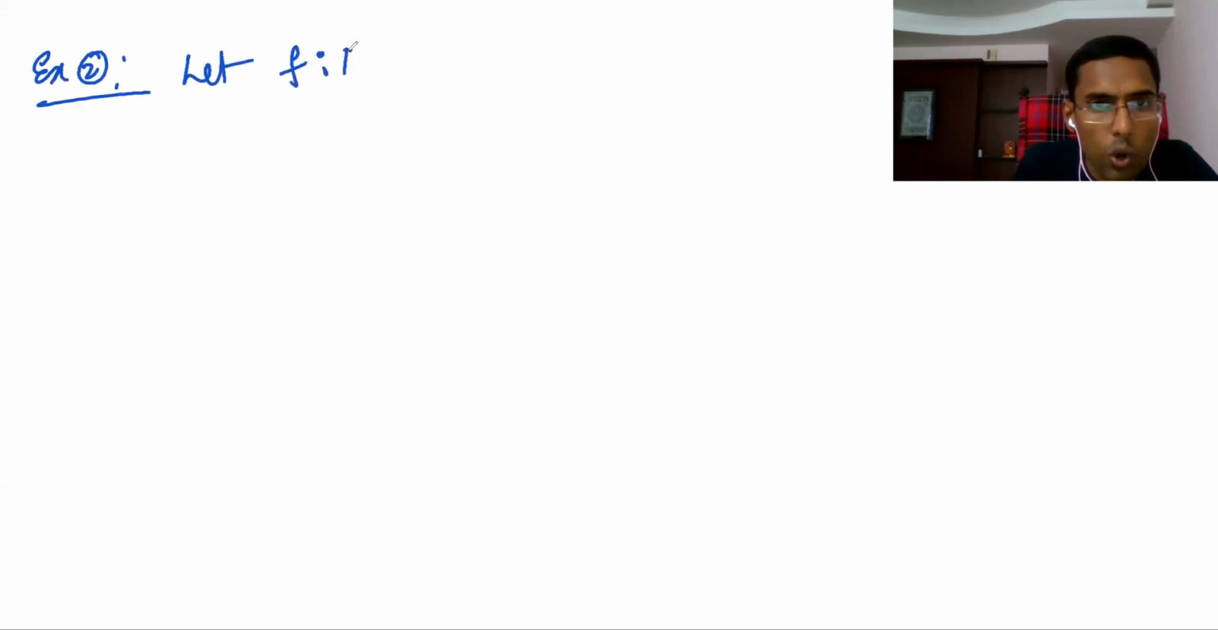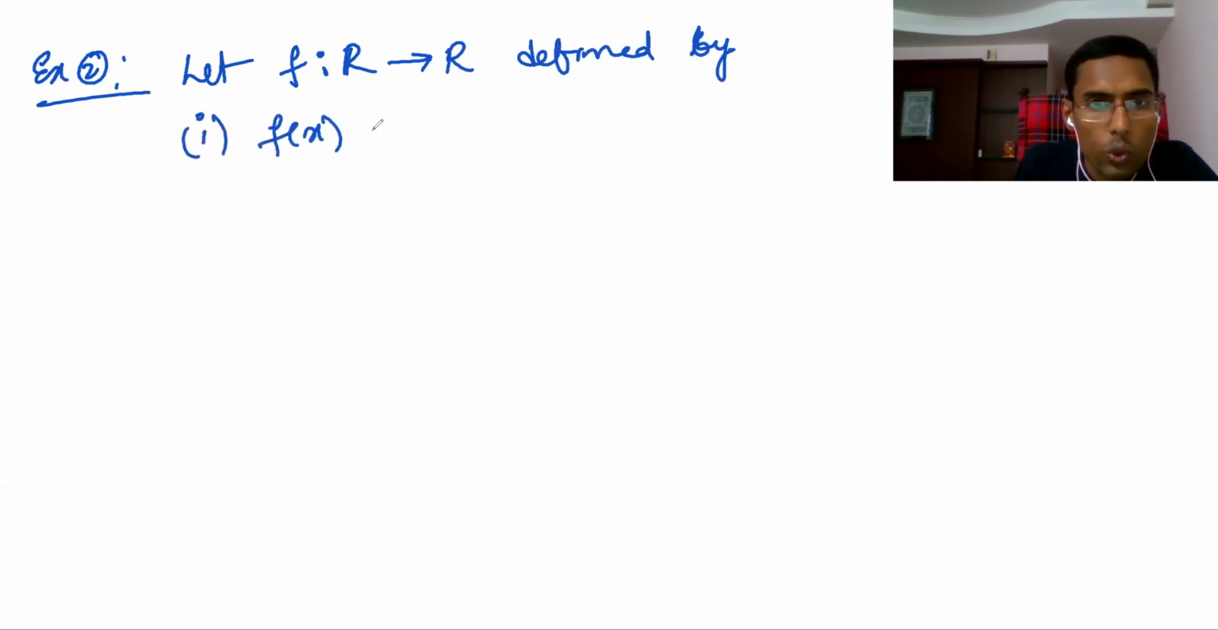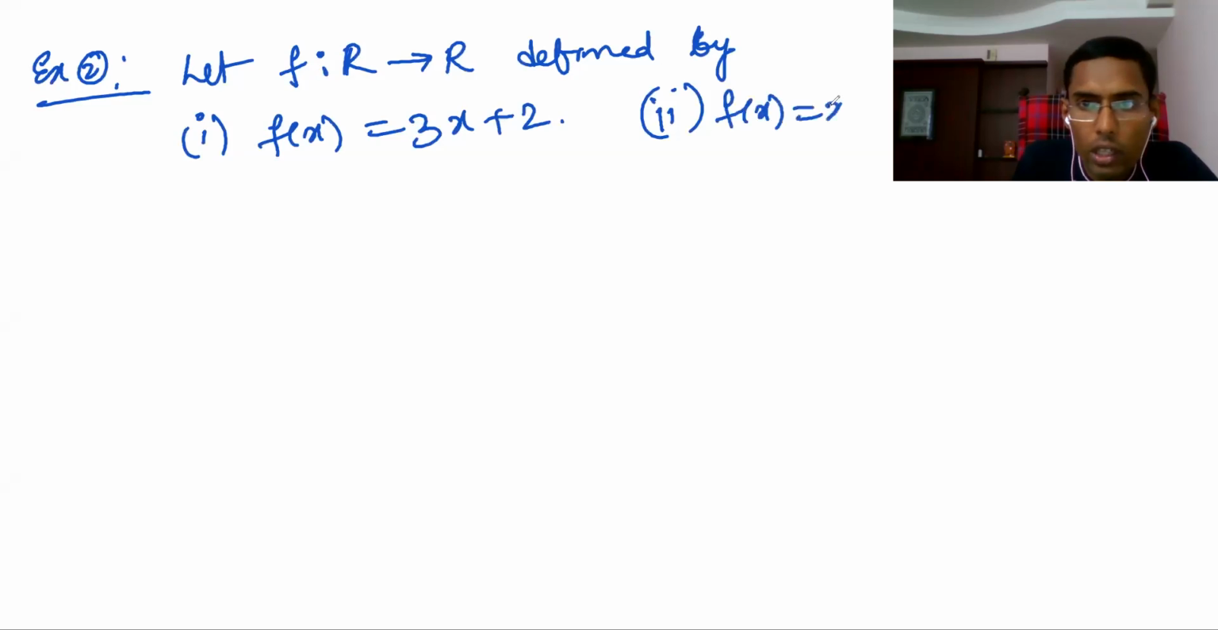I gave you an example for inverse function, which is a finite inverse function. Now let's take another example. Let f map R to R, defined by, 1, f of x equal to 3x plus 2. 2, this is also from R to R, defined by f of x equal to x square. Now what you should do is find the inverse of the function.